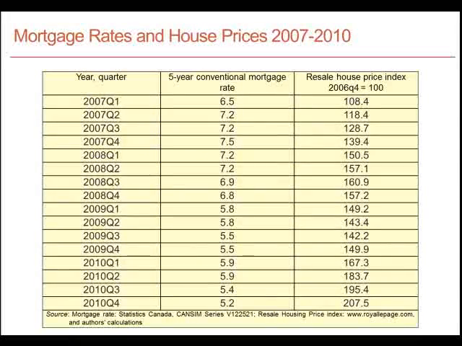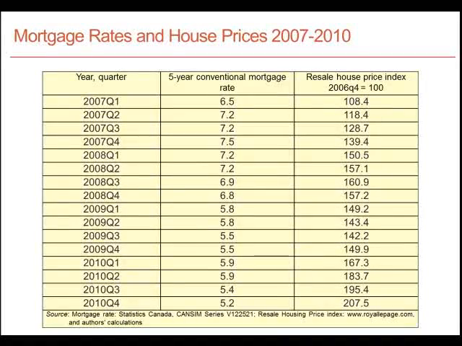Here are some real data for the years 2007 through to 2010. They are in quarterly form, and the first column of the table denotes the time period in which the values occur. The second column of the table gives us the conventional mortgage rate, and we can see that that moves around over the period. And in the third column, we have constructed a price index for housing, and those values are given in the final column.